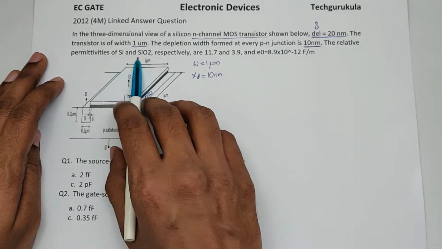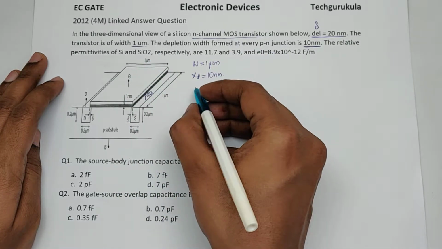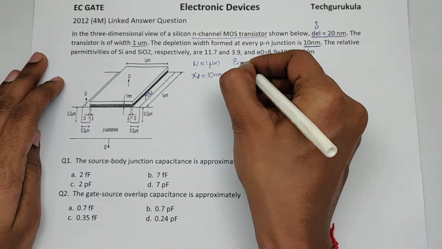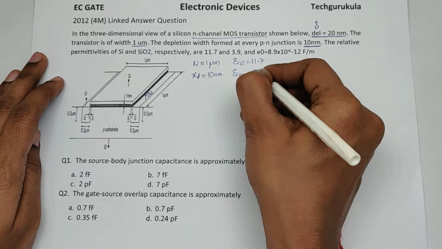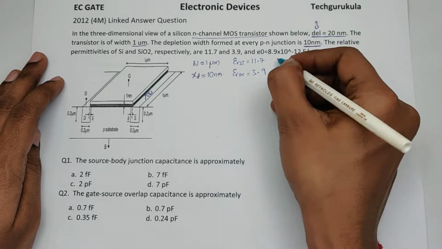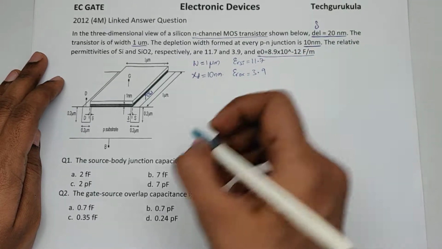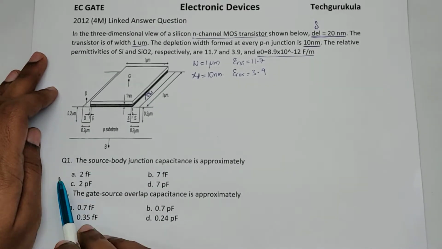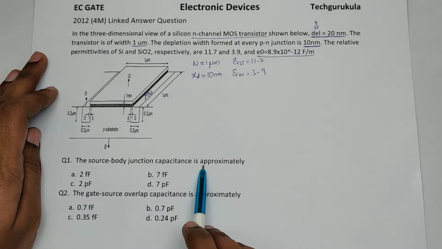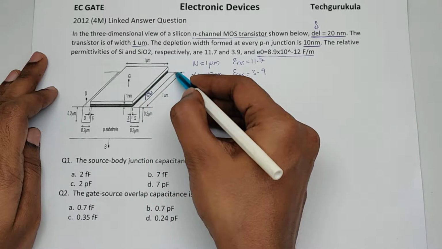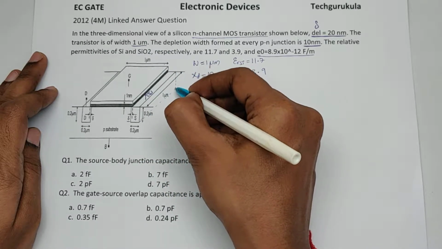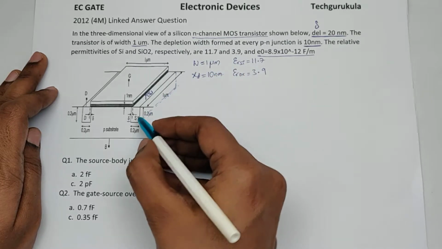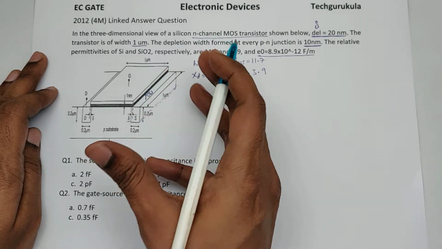Now the relative permittivities of silicon and silicon dioxide are given. Epsilon R of silicon is 11.7 and epsilon R of oxide is 3.9. Now epsilon naught value is given here. Now let's see what the questions are. First one is the source body junction capacitance is approximately. Now what is source? This entire region. In fact in 3 dimension the other side is not given here, so it is up to imagine. This is how the source will be. Source here is a 3-dimensional figure, right?